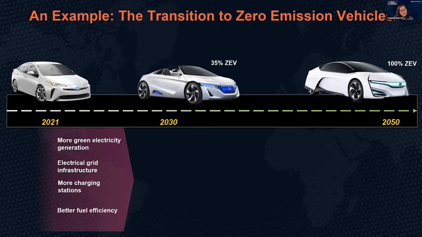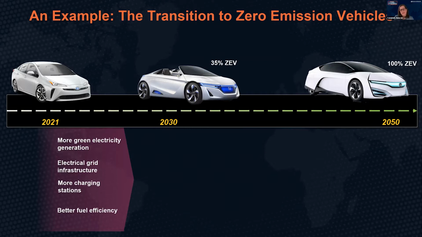We can't roll out a lot more EVs without more green electricity generation, associated infrastructure, and more charging stations. And we also need to ensure that this is being done in a just and equitable way. We're also going to need to continue to improve vehicle fuel efficiency, given the number of combustion engines we're going to have on the road as we move toward our 2050 goal.